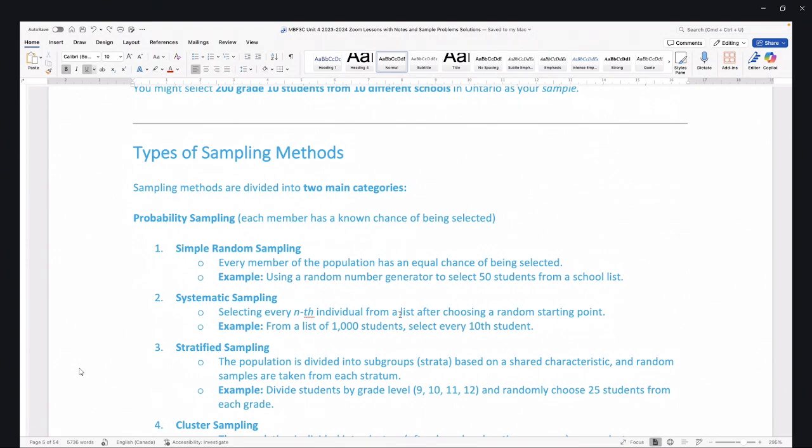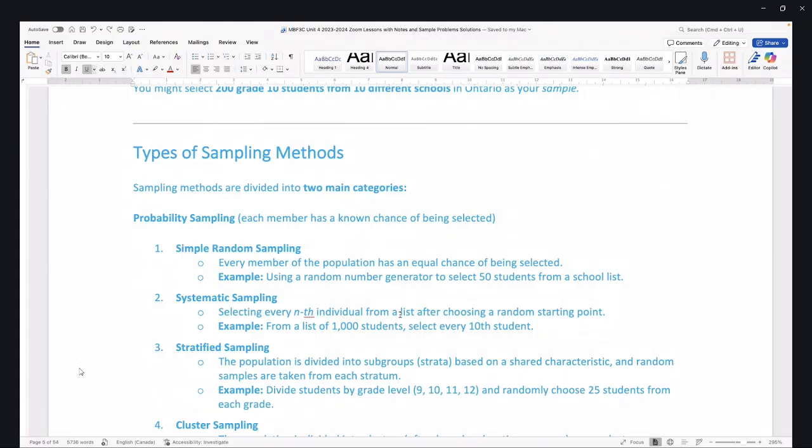A systematic sample would be if you were to list all of the individuals on a sheet of paper, right? All the names maybe in alphabetical order by last name, by first name, or pick some other feature to create a list. And then you're going to pick every nth person.